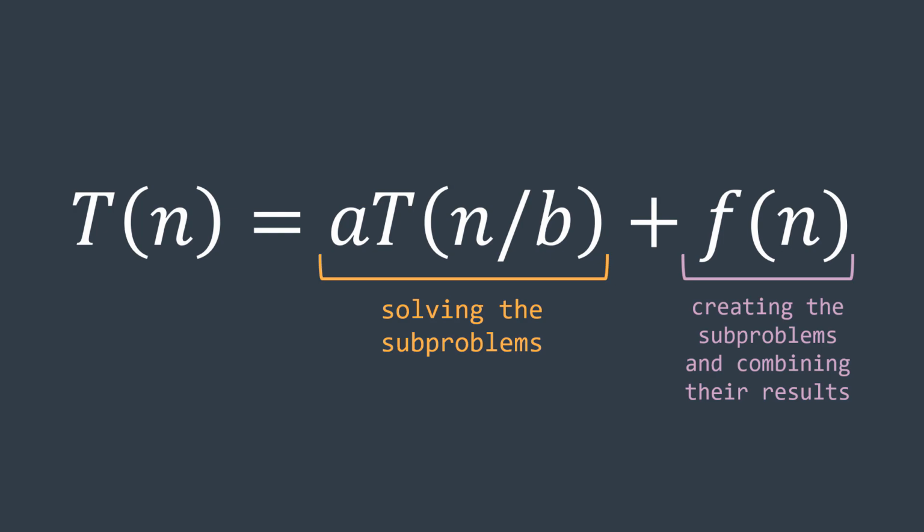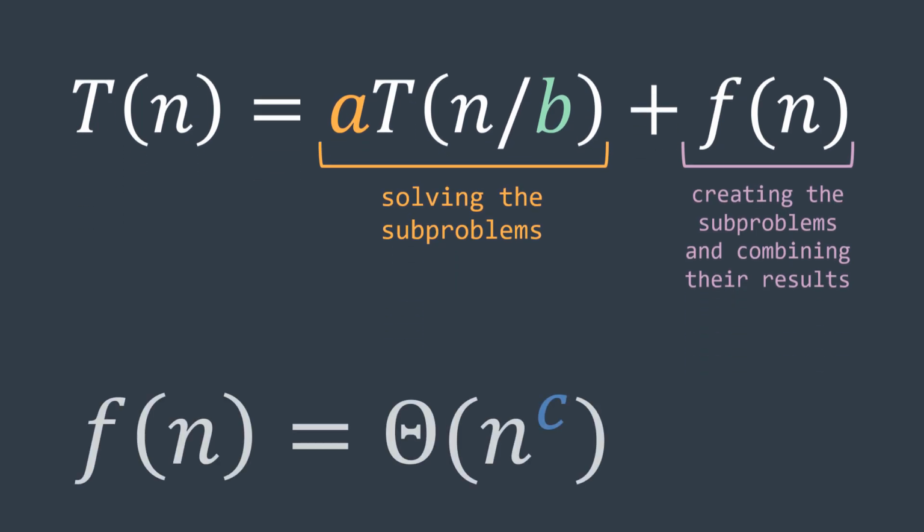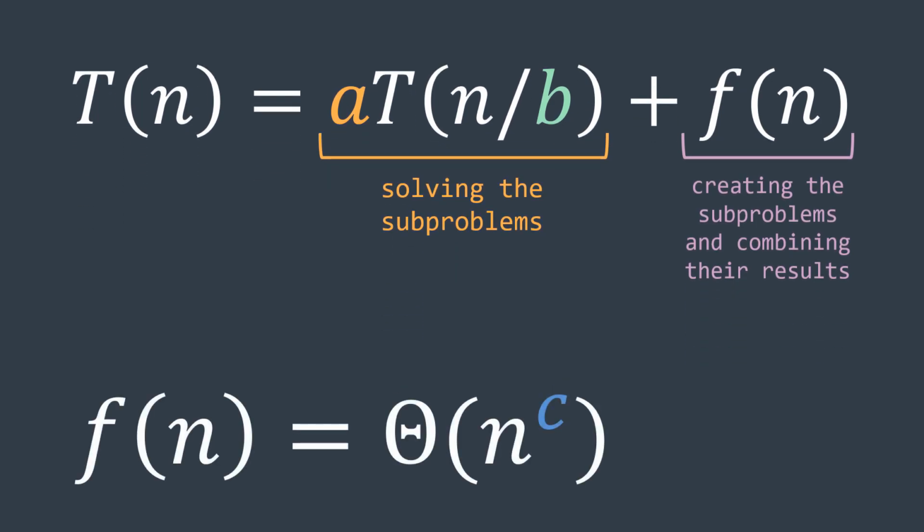First thing to do is to find the values of a, b, log_b(a), and c. Here is a, here is b, log_b(a) can be calculated, and to find c we write f(n) in the form Θ(n^c) and you take the value of c. We will see it in examples.